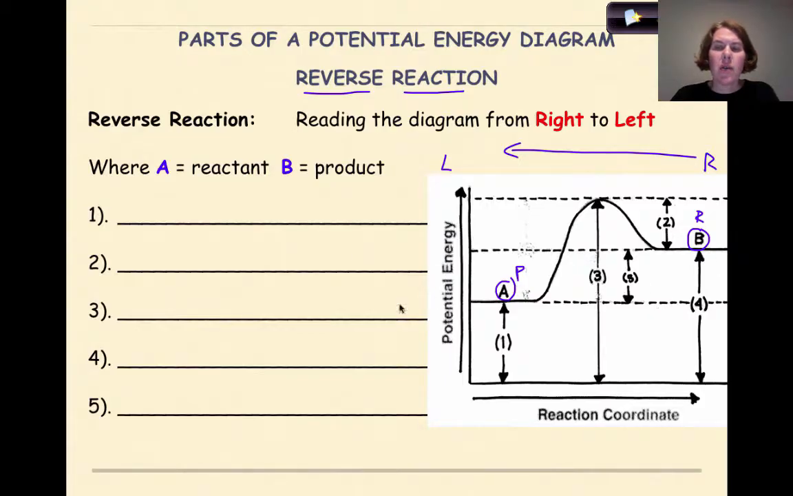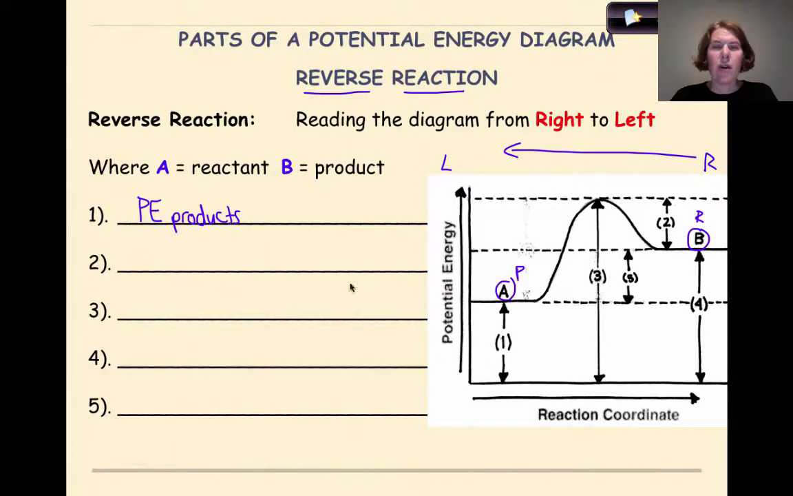For here, if we start going through our numbers, let's look at number 1. Well, number 1 corresponds to our product. So it's still the potential energy of our products, because it's lined up with what we're looking at as our products.